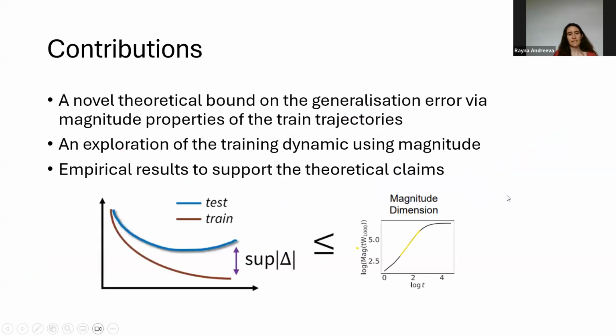So let's reiterate what the contributions are. We provided a novel theoretical bound on the generalization error via the magnitude properties of the training trajectories. We further explored the training dynamics using magnitude, and we verified our claim empirically to support the theory.